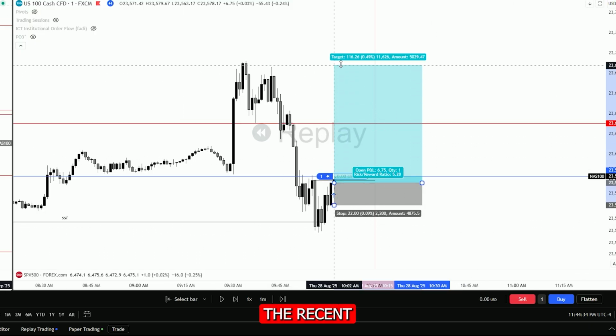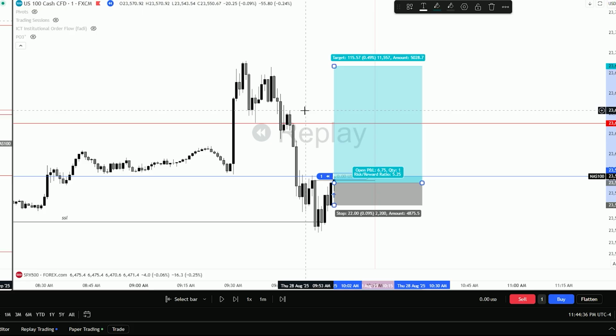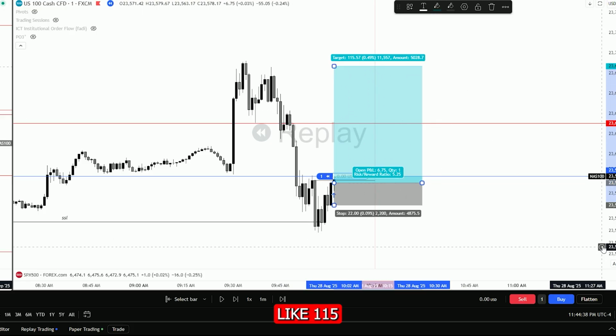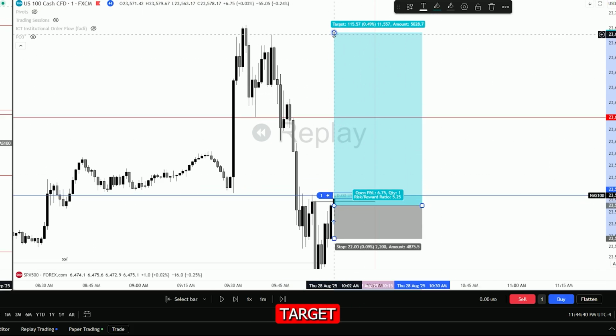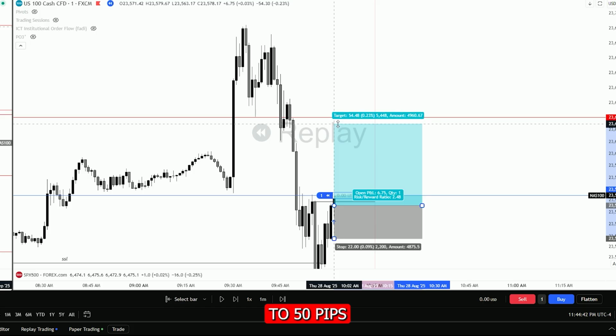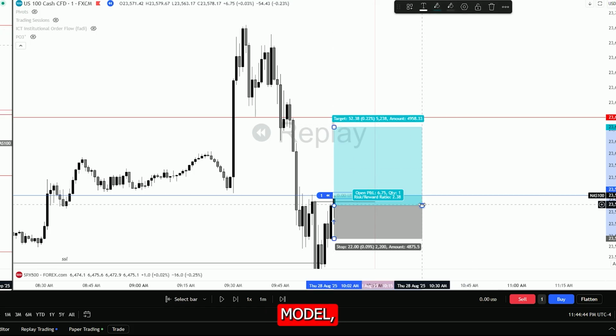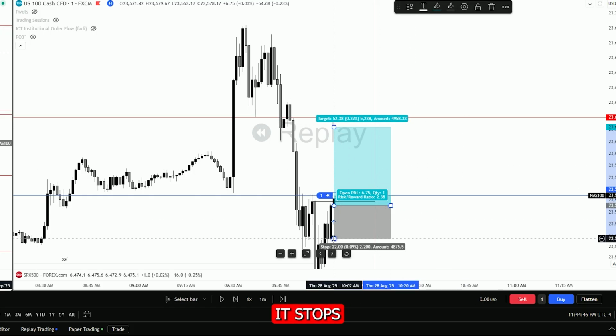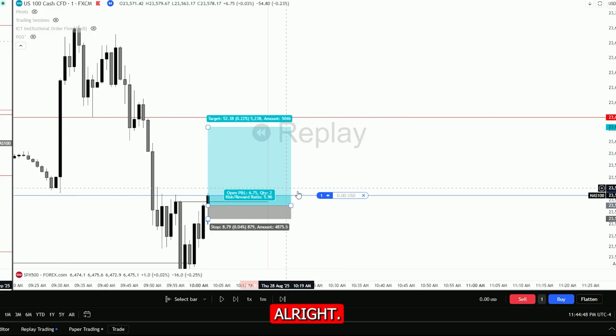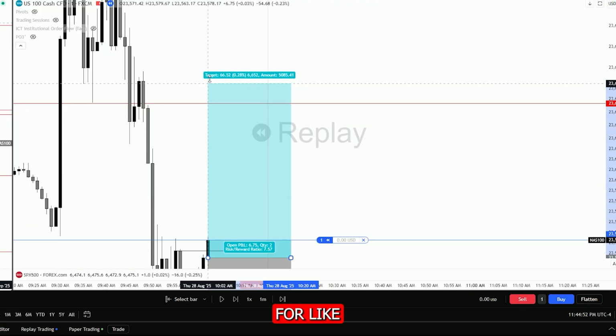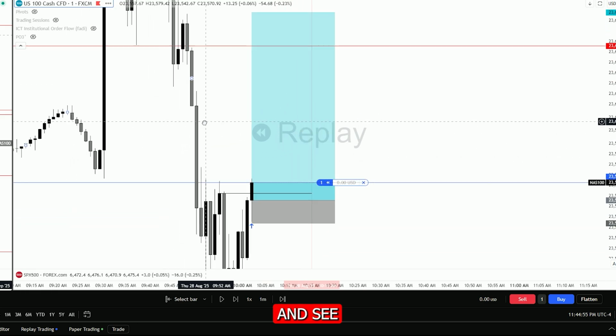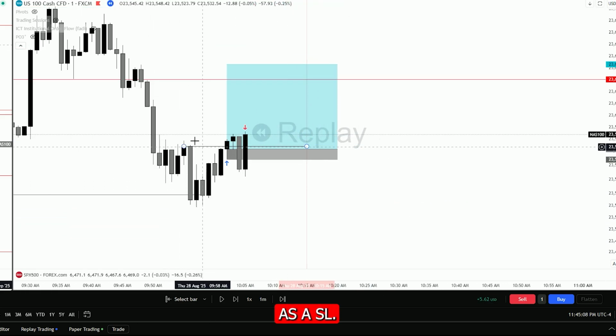And now we're going to target the recent high. Well, this is like 115 pips. You can just easily target like 50 to 60 pips in each trade in this model, or you can just take your stops below this area. All right, so I'll go for like 70 pips and see what happens. This will be counted as an SL.